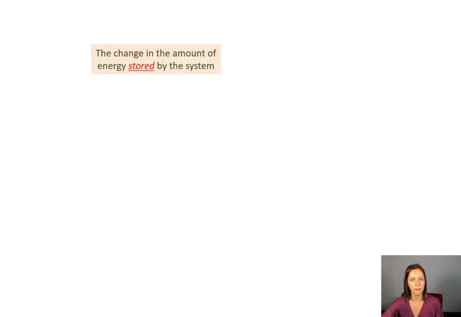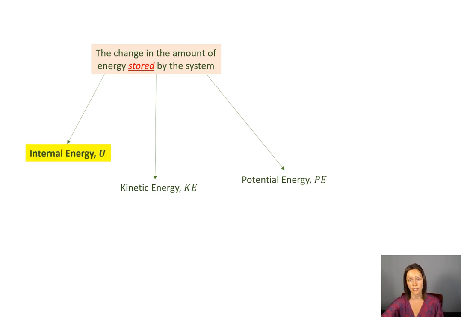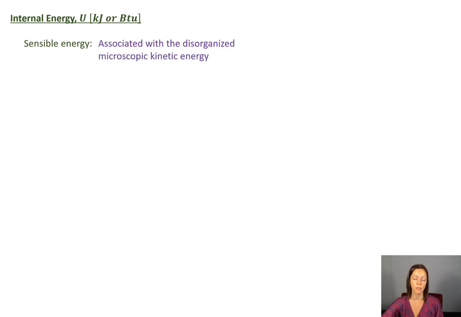We're going to focus on the left-hand side of the equation, the ways that energy could be stored by the system. And it could be stored by internal energy, kinetic energy, and potential energy. So we're going to focus on internal energy right now. Internal energy, if we write it as a capital U, that's in kilojoules or BTU, and this lumps together several types of energy. So sensible energy is associated with the disorganized microscopic kinetic energy, and that's different from macroscopic kinetic energy, which we'll talk about in just a second.